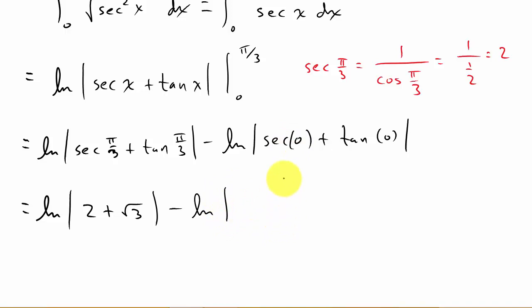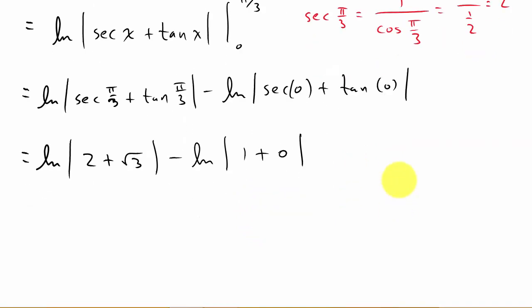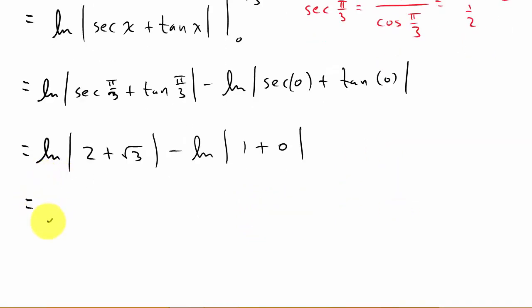Well, the secant of 0, remember that's 1 over cosine. So cosine of 0 is 1, so that gives me 1 over 1, so that's 1 plus, and then the tangent of 0 is 0. So this is natural log of 2 plus the square root of 3.